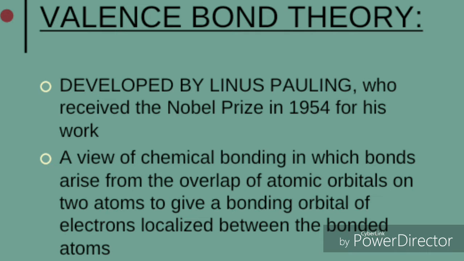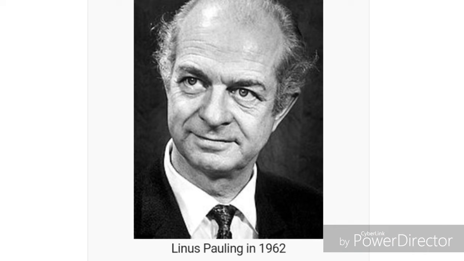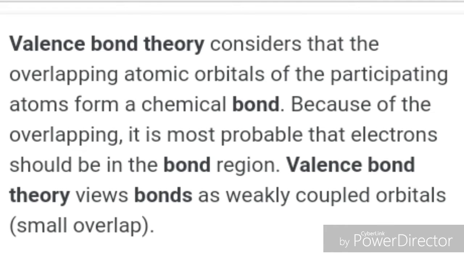A view of chemical bonding in which bonds arise from the overlap of atomic orbitals on two atoms to give a bonding orbital of electrons localized between the bonded atoms. For the proposal of this valence bond theory and hybridization concept, Linus Pauling was awarded Nobel Prize in the year 1954.